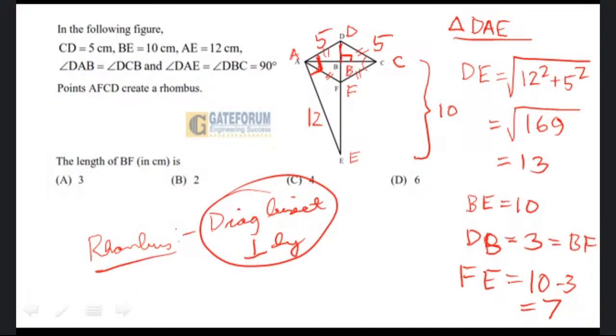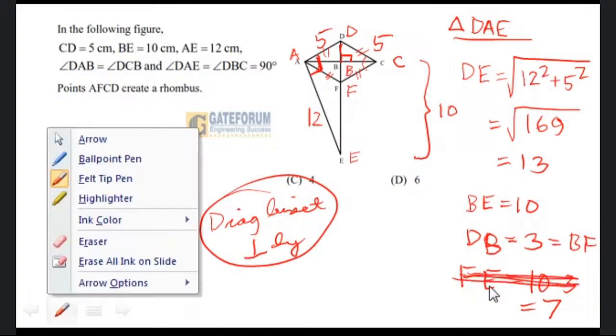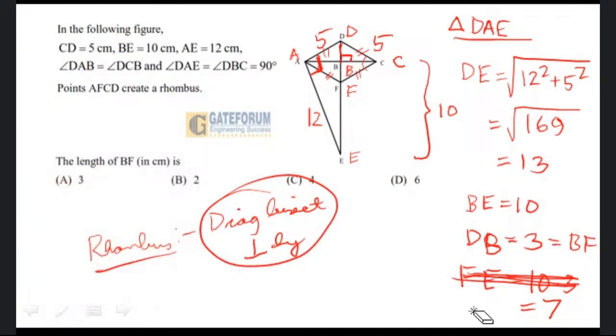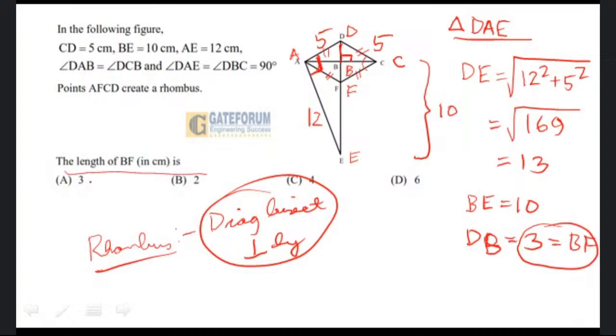They have asked us BF only, so this part is not necessary. We have already found out the answer. The alphabets there are a bit hazy and so I missed it altogether, but that's my fault. So BF is equal to 3, and that's what has been asked for. The length of BF in centimeter has been asked for. So that is number 3. Okay.